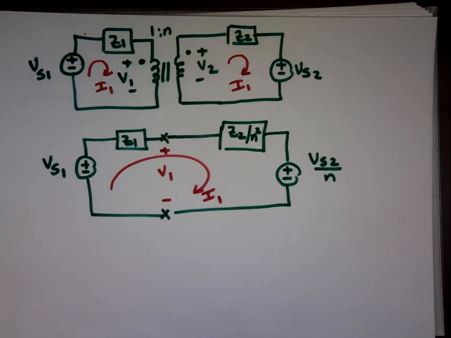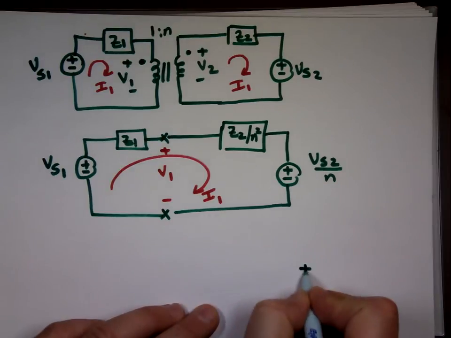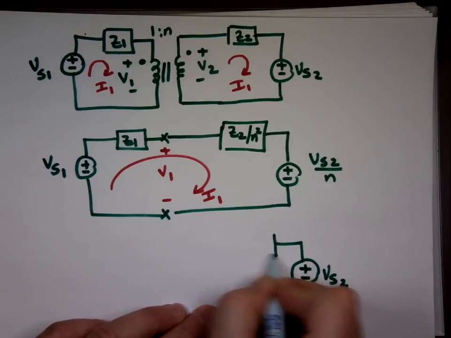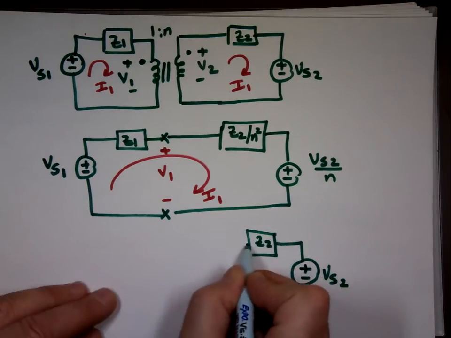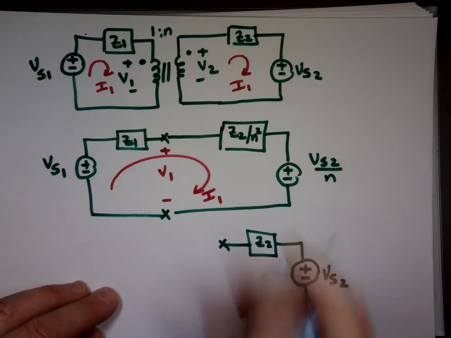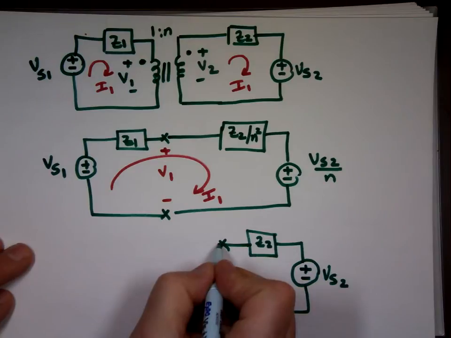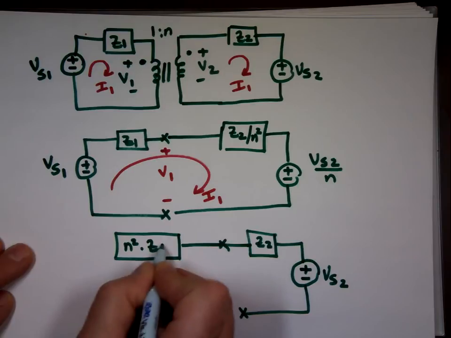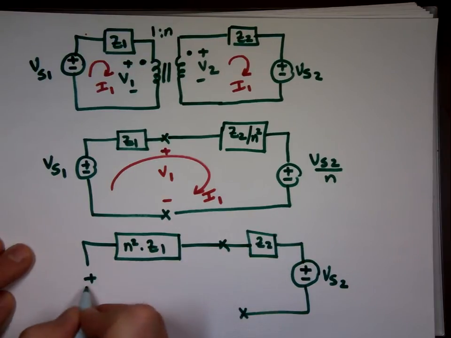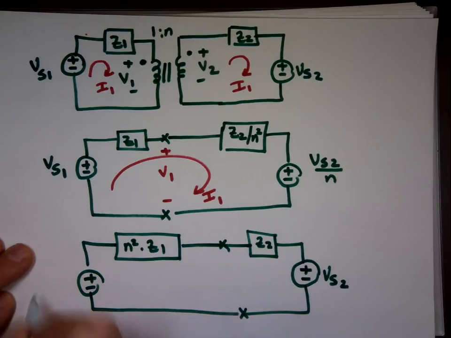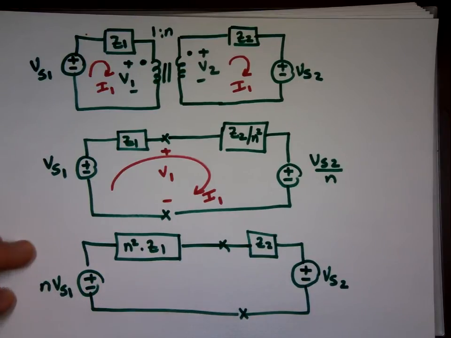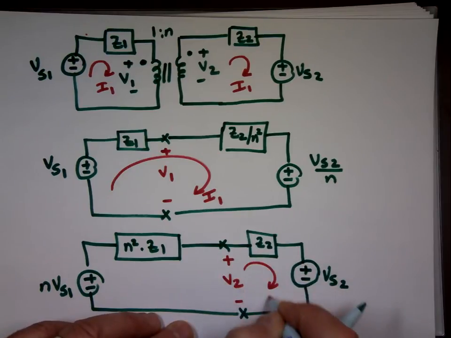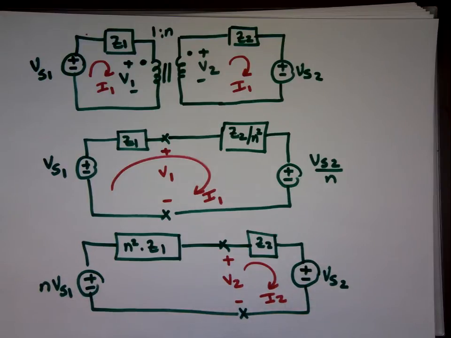If I do the reverse, if I leave the source on the other end and I leave Z2 here, and I chop it here, then I can replace all of that with a value here of n squared times Z1 with the source of n times Vs1. And this is V2 here, and the current's I sub 2 going through that.